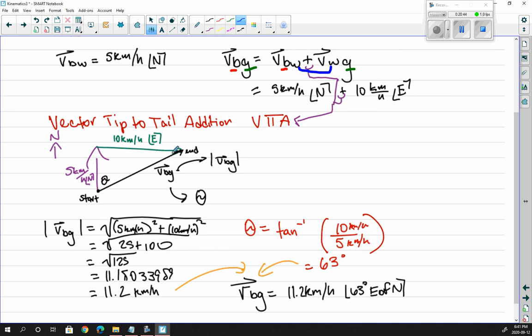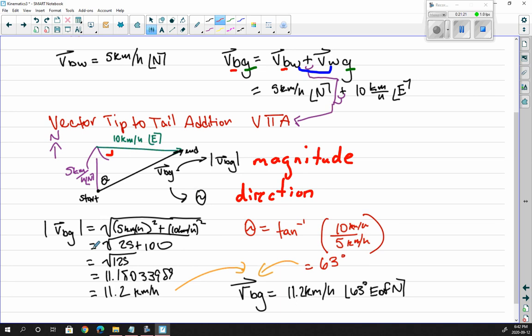And the arrow connecting the two is a representation of the velocity of the boat with respect to the ground, VBG. Now this is a vector. So a vector has the magnitude part and the direction part. So since this is a right angle triangle, we can use my friend and yours, the Pythagorean theorem, to find the magnitude. Remember, when you have these lines around a vector, it means magnitude. So that's what I do.